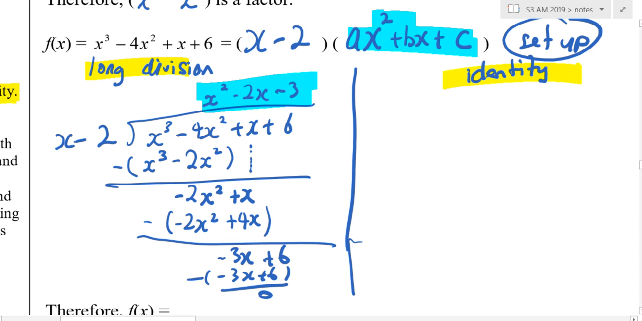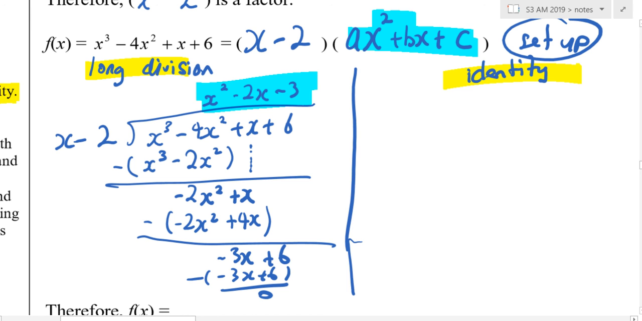A is what? 1. B is what? Minus 2. C is what? Minus 3. That's it. No, there's nothing to compare. Okay, I'm going to show you the compare method over here, and I'm going to prove to you it's exactly the same as the division method. Then you mode 3.